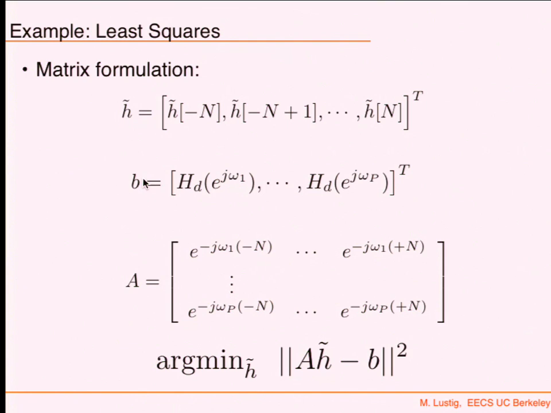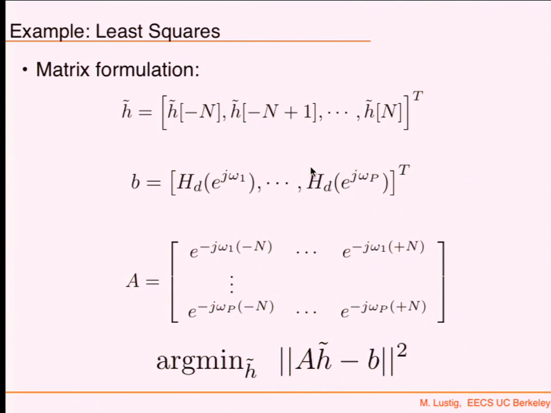Now, if I knew what h is, I want to compute the DTFT at the frequencies omega sub 1, omega sub 2, omega sub 3, and so on. How do you compute them? Well, you just compute the sum. Normally, the DTFT is a sum from minus infinity to infinity, but here we have only an M plus 1 long sequence. So now we should have a P by M plus 1 matrix.